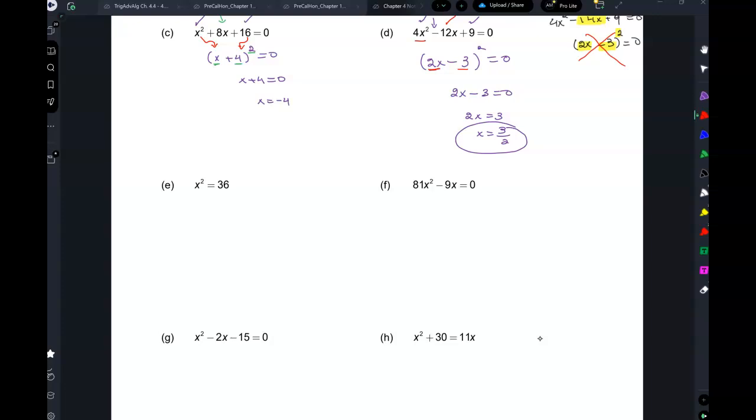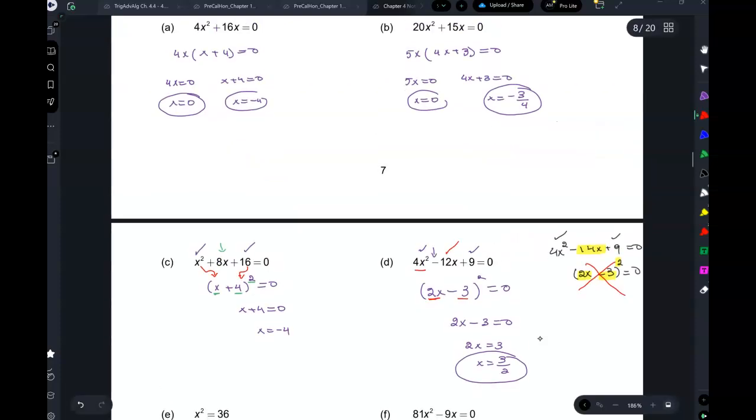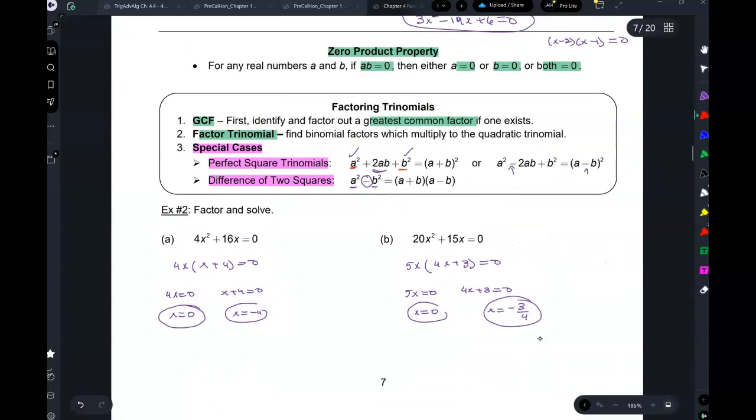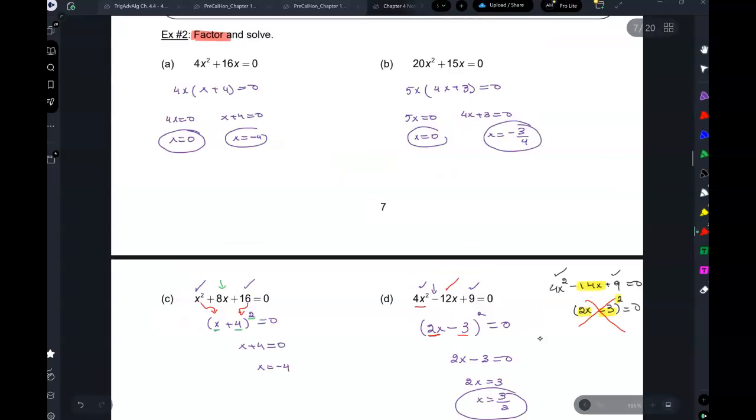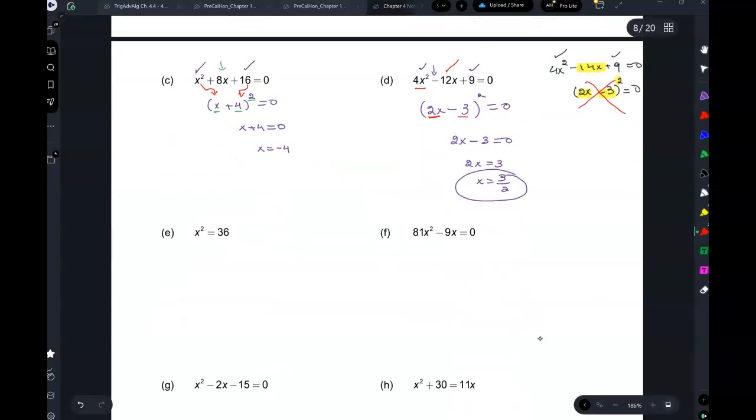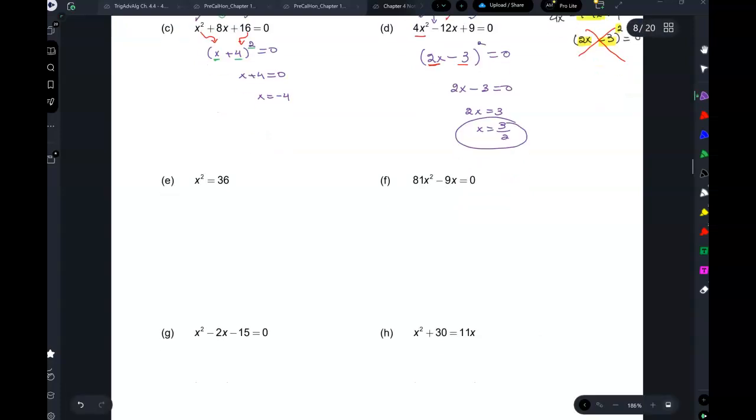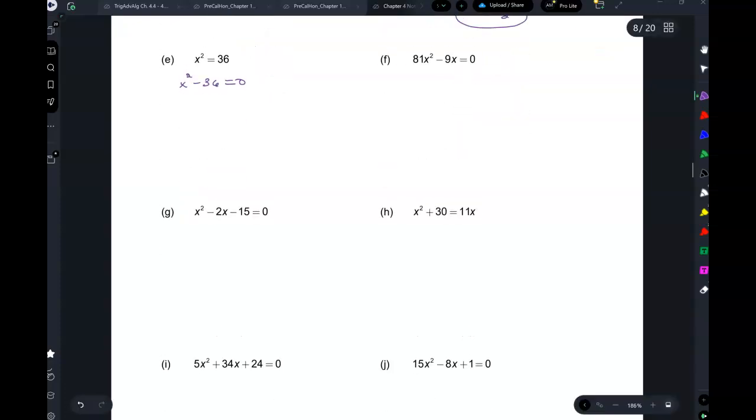I know you guys can solve this by taking a square root of both sides. However, the instructions say to factor and solve. So first, I need to see that you factored this, which means first you bring the 36 over to this side, set it equal to 0. Now, this is difference of two squares.